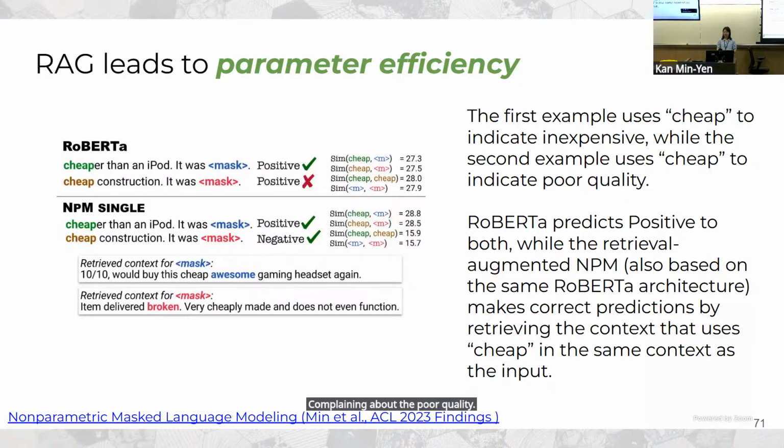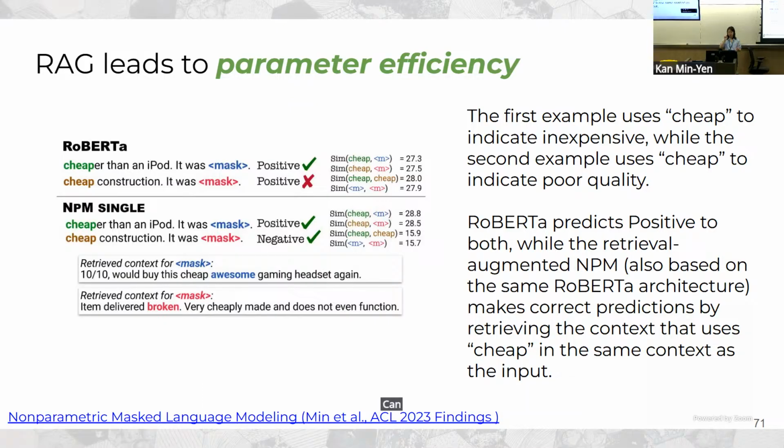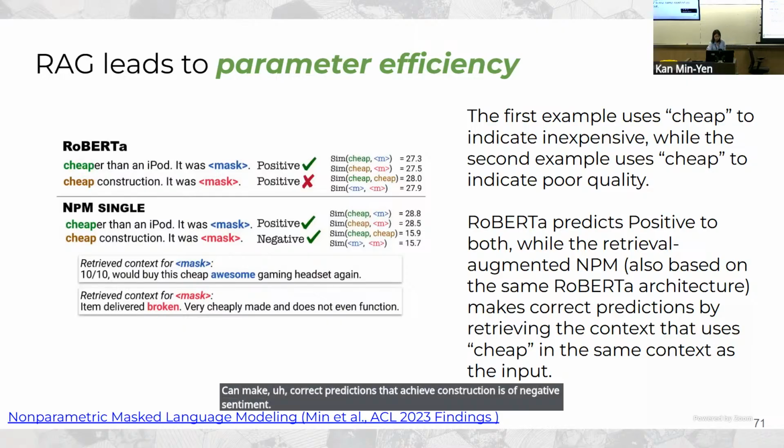So RoBERTa just assumes the "cheap" to mean the same stuff and predicts positive sentiment for both, while the retrieval augmented sample, by retrieving the context that uses "cheap" in similar cases as the original example, can make the correct prediction that the "cheap" construction is of negative sentiment.